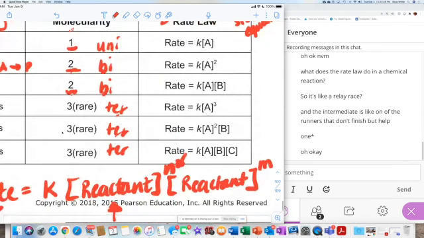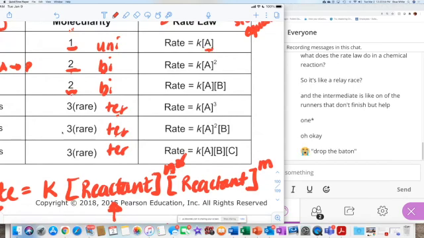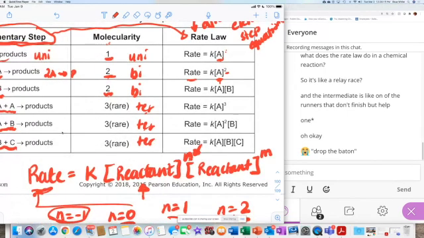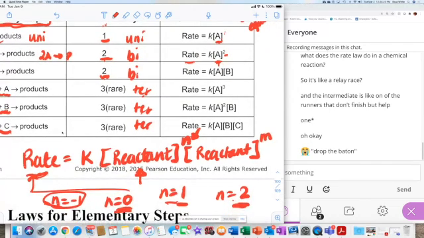So real quick, you can see in this first scenario, the way the reactant A behaves is first order. Compared to this second case, which is second order, this reactant influences the reaction rate more than the first one does. If they drop the baton, that slows everybody down. It doesn't matter how fast the next person was running. That individual runner, regardless of what everybody else did, slows the reaction down. That's what these orders tell you: how these reactants influence the overall rate.